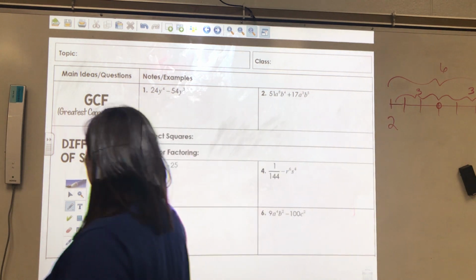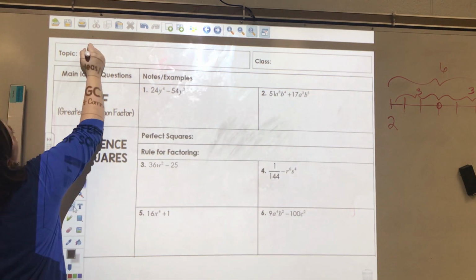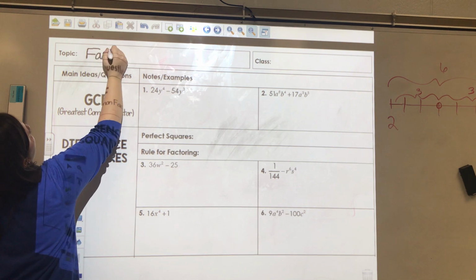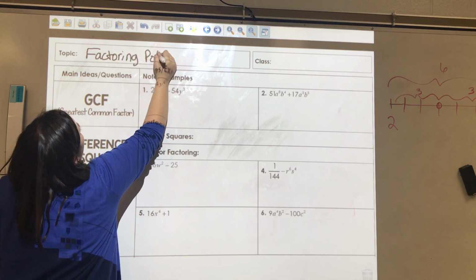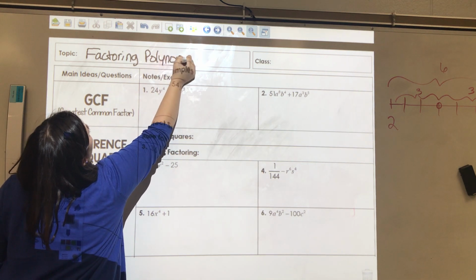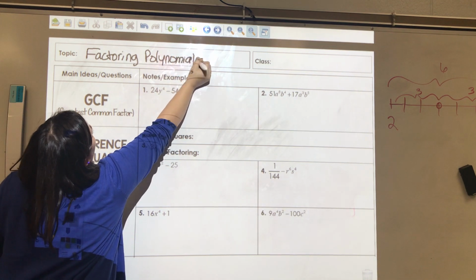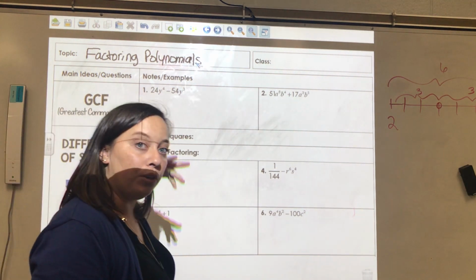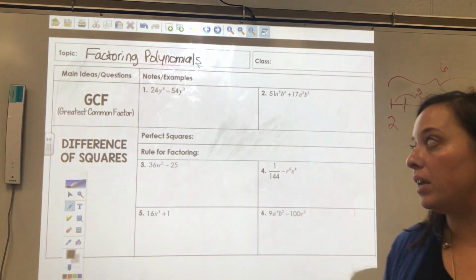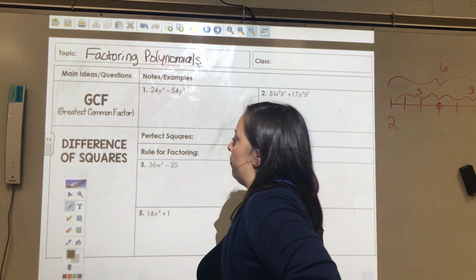Today we're going to be talking about the topic of factoring polynomials. So the first part of factoring we're going to review, once again this is all review today, it should not be anything new, is the greatest common factor.